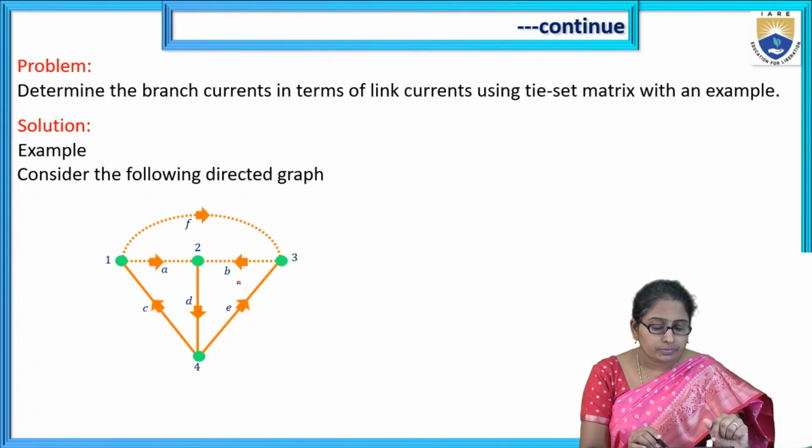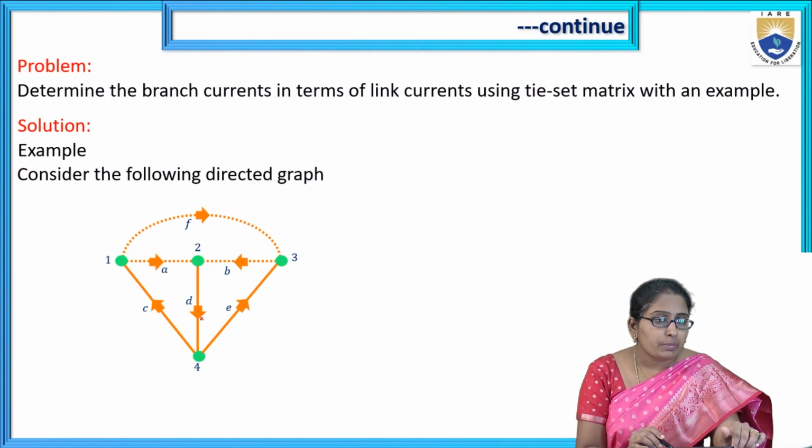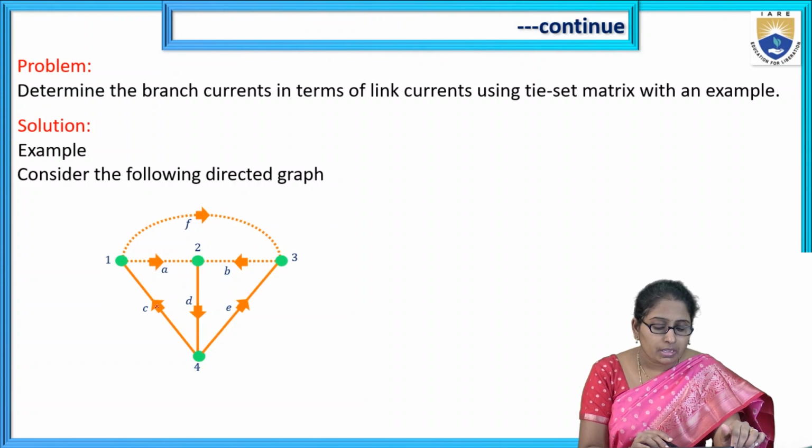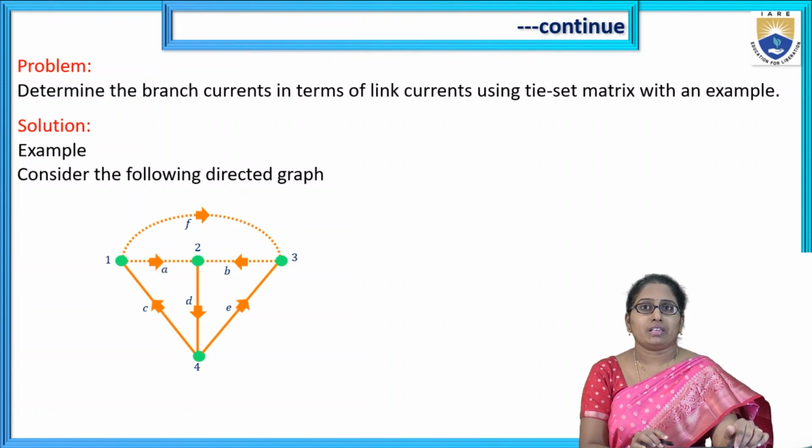You can see that here the tree is taken with the branches C, D, E. We know what is meant by a tree: it is a connected subgraph with the same number of nodes as the original graph, but no loop in it. That's why the tree is taken with the branches C, D, E, and the remaining 3 are the co-tree, that means the links.